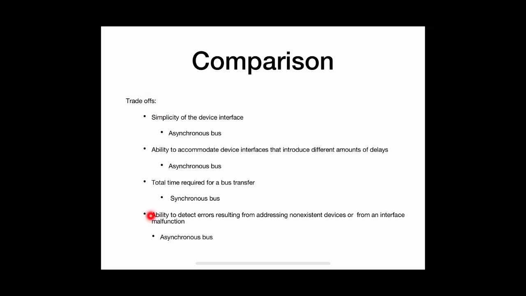Now the fourth factor is the ability to detect errors resulting from addressing non-existent devices or from an interface malfunction. So we check whether these two schemes have the provision to find out whether the slave is live or in error, or whether it is ready or not. Definitely the asynchronous bus will be the winner here, because the asynchronous transfer will proceed only when it receives a response from the slave. Otherwise, it will wait for a few bus cycles and will abort the operation.